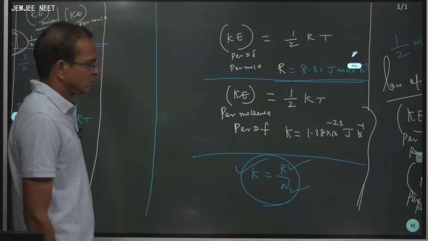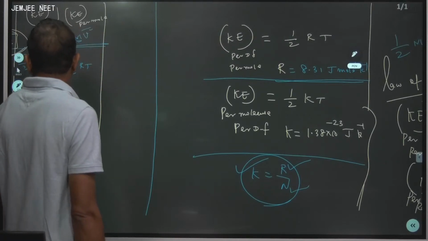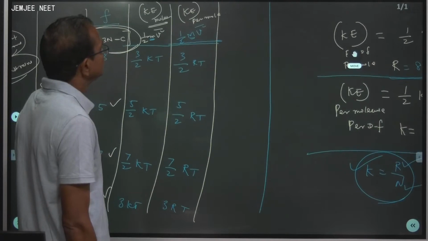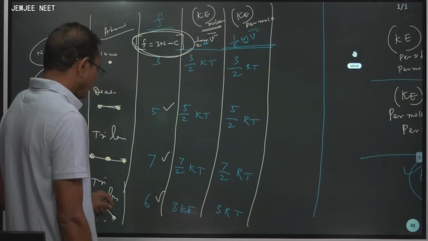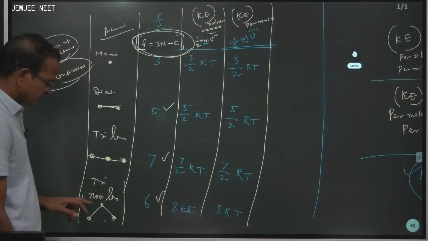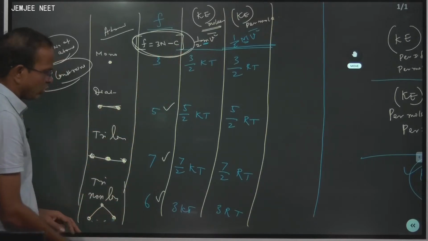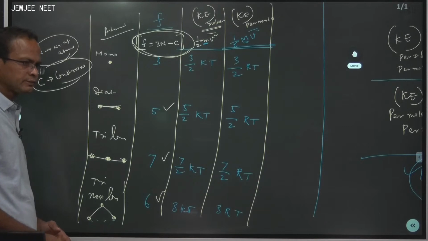Sir, the degrees of freedom of a molecule of triangle non-linear arrangement. Triatomic non-linear, come on. Here 3 3s are 9, minus 3 constraints, 3 bonds are there, therefore totally 6. Okay.